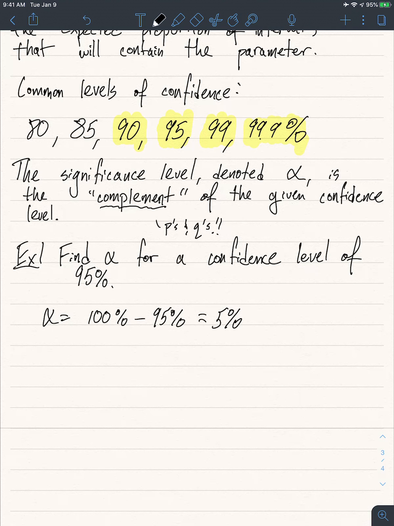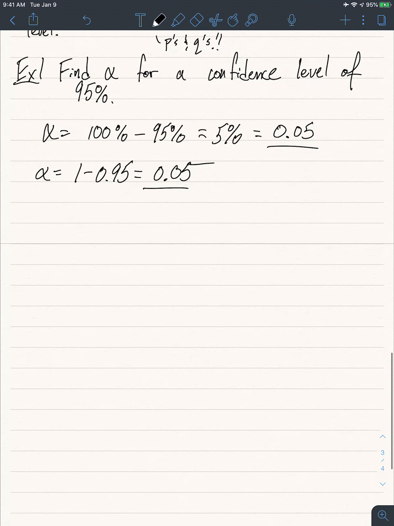And I mean, you know me, right? I would prefer this as a decimal. I don't really like dealing with percentages. So you can even skip the percentage step, right? Just do 1 minus 0.95, and that's 0.05. So the significance level for a confidence level of 95% is 0.05. So if you hear me say a confidence level of, let's say, 99%, then your significance level would be what? 1%, right?